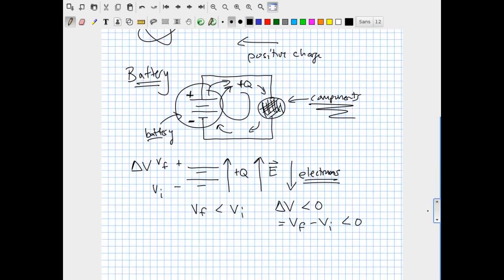So these are just some basic things that you want to keep in mind. Positive charge is going to move up through the battery from the negative terminal to the positive terminal. That's the word that's used to describe each end of the battery.